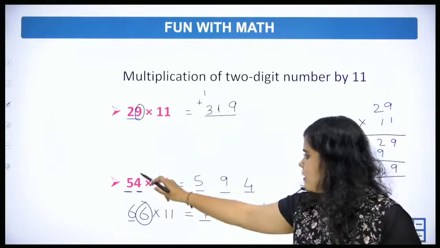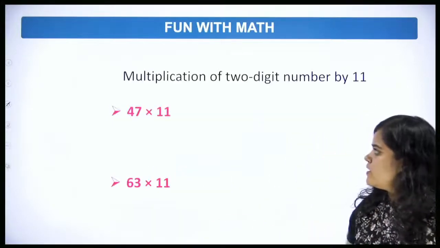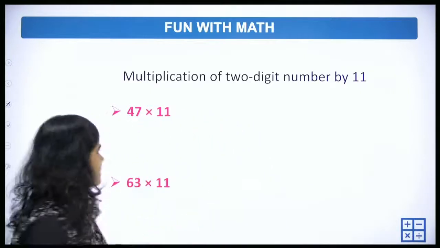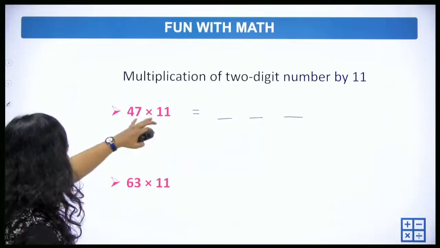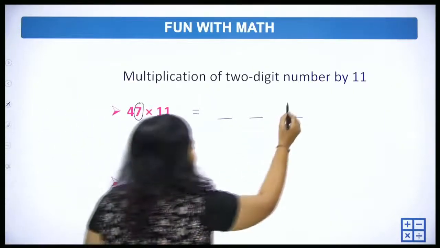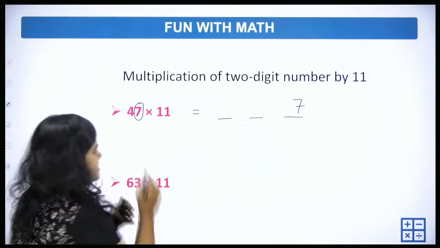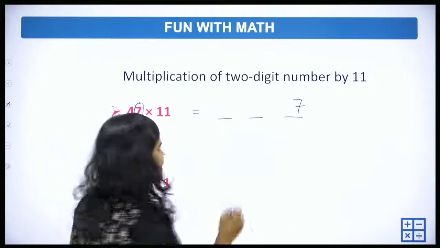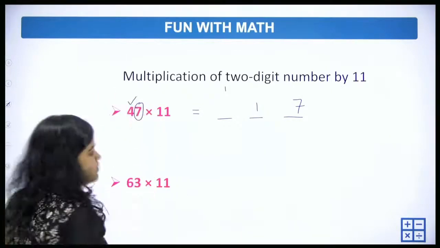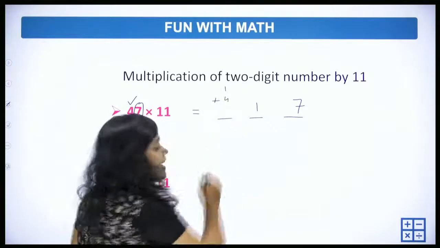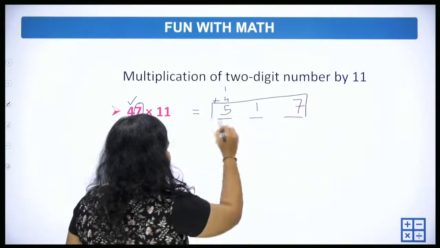And ones place is the ones place as it is. Right? Let's solve few more questions. 47 into 11. 47 into 11 is again a 3-digit number. How will we do this? The ones place is 7. So ones place is fixed as 7. What is in tens place? 4 plus 7. What is 4 plus 7? 11. So 1 comes, 1 is carried. And what is in the hundreds place actually? 4. So 1 plus 4 is 5. So 517 is the solution.